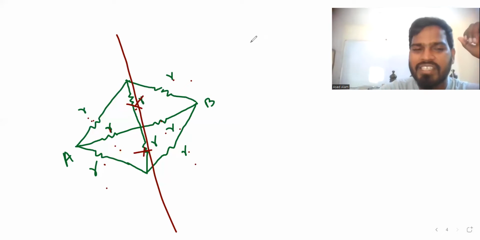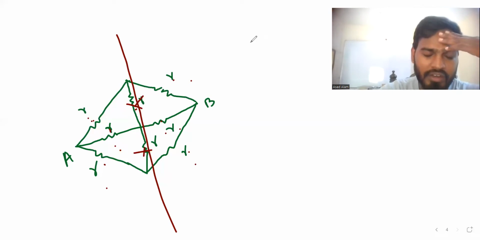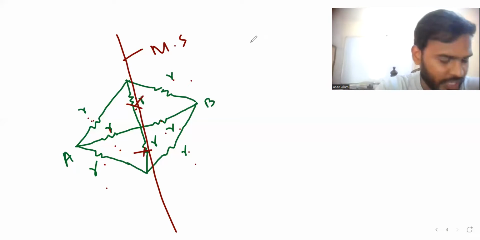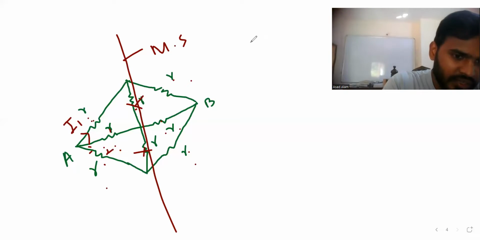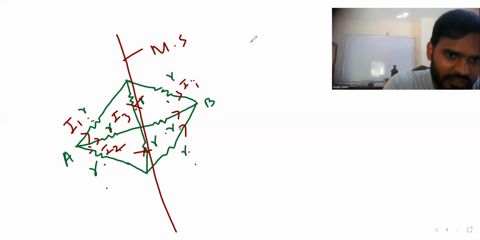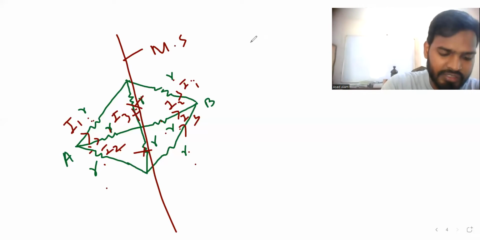So by Wheatstone bridge, or by folding and mirror symmetry also, we can say there is no point of writing that resistor. Suppose current is flowing, I1 here, I2 here, and I3 here, with the battery there. So I1, I2, I3. Ultimately there is no point of writing this resistor.